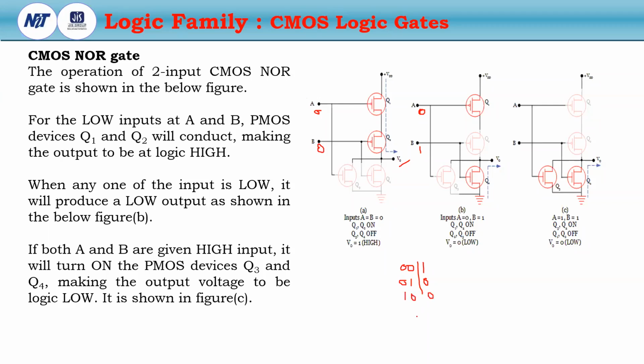So you will get the output as logic 0. Now if both the inputs are 1, then both the PMOS transistors are in off state. For this reason, the two NMOS transistors will be turned on and the V0 will transfer to the ground. So then this will be 0. So this is the basic operation of the NOR gate.